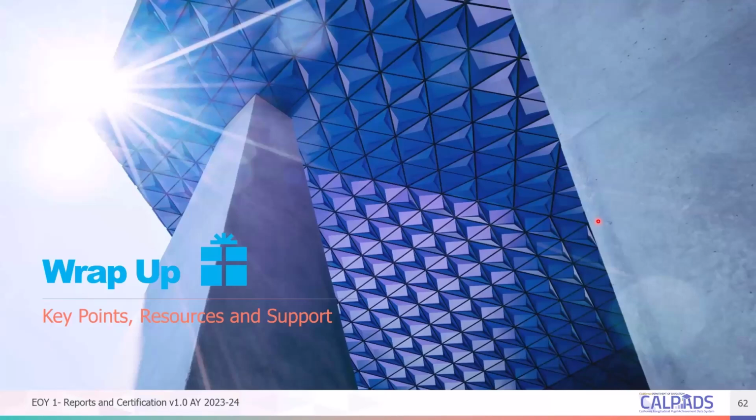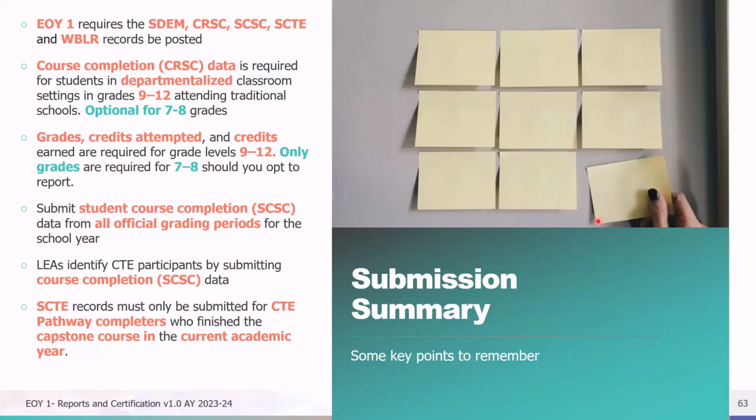All right. So just to wrap up, for end of year one, you just submit these files: SDM, CRSC, SCSC, SCT, and WBLR records if appropriate, if you do have programs. Now, these are required for students who are in departmentalized courses and in high schools.